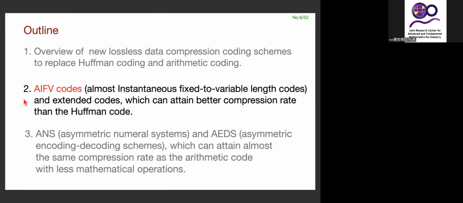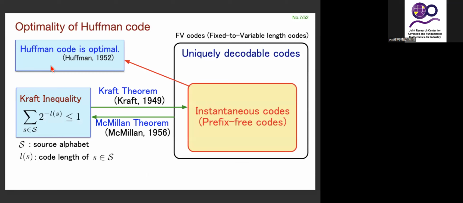Now we treat the AIFV code, almost instantaneous fixed-to-variable length code, which can attain a better compression rate than the Huffman code. Huffman proved that the Huffman code is optimal in the class of instantaneous codes, that is, the prefix-free codes.